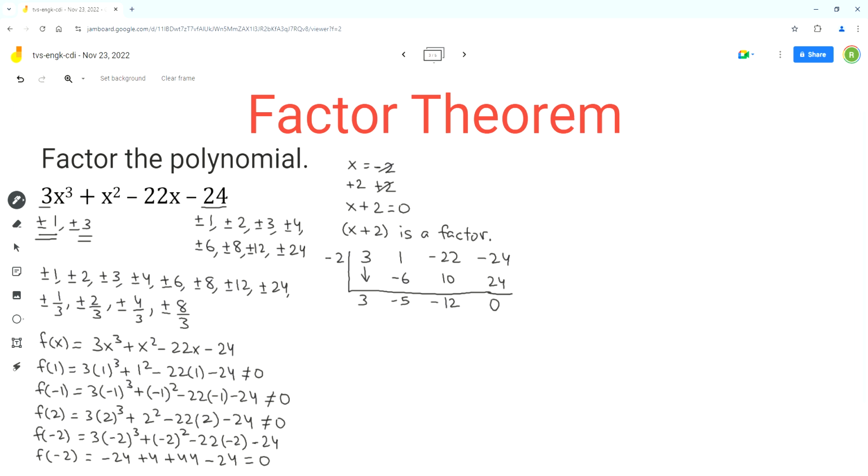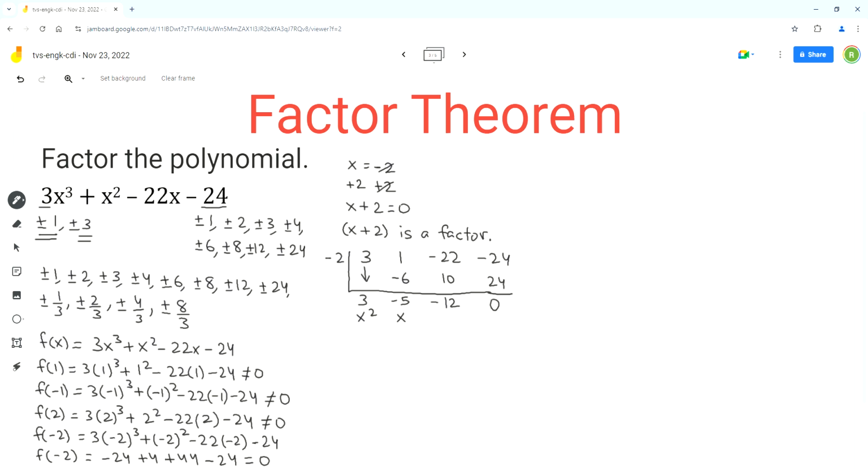0 is the remainder of this polynomial division. That proves that x plus 2 is a factor of the given polynomial. The degree of the polynomial is 3. The degree of the factor x plus 2 is 1. That means the degree of the quotient should be 3 minus 1, which is equal to 2. So we can assign x squared to the first number 3, x to the second number negative 5, and negative 12 is the number term in the quotient.